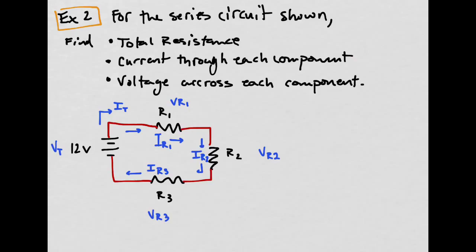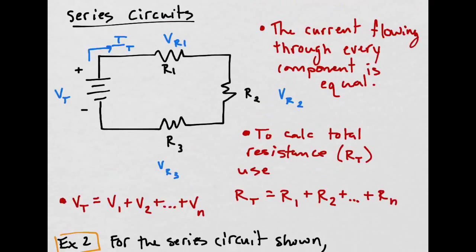Alright, so we have this. For the series circuit shown, find the total resistance, find the current through each component, and find the voltage across each component. This should be pretty easy because we have those rules. What are those rules? Well, first let's find the total resistance. What did we say? To calculate total resistance, use this. So you just add up all the resistances.